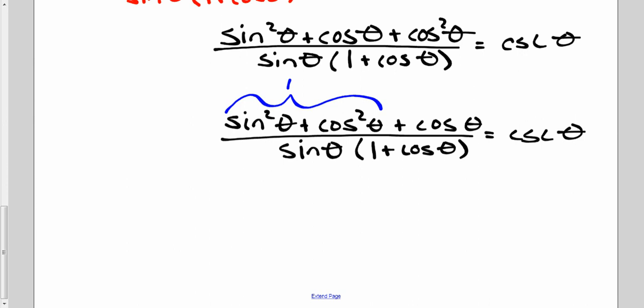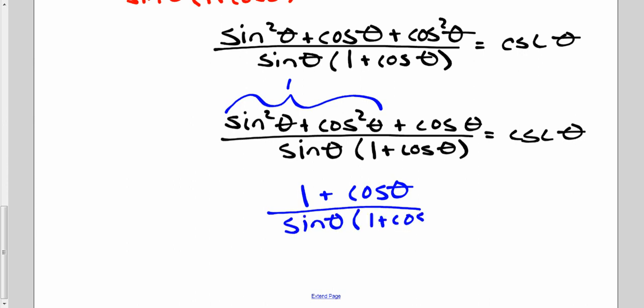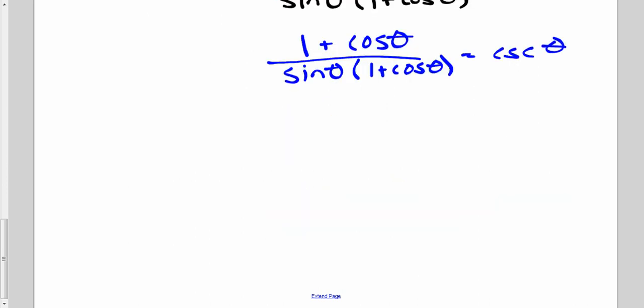So now I have 1 plus cosine theta all over sine theta times 1 plus cosine theta equals cosecant theta. We're almost done. What can I do now? This guy's a factor, and this guy's a factor, because it's only 1 plus cosine theta. Also, this is going to be sine theta.